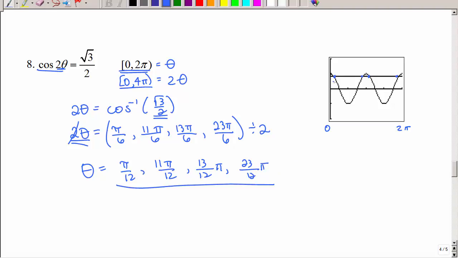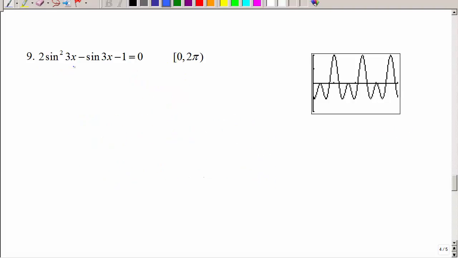All 4 of these answers, 1, 2, 3, 4, fall between 0 and 2 pi. 23 over 12 is less than 2, so I'm within my interval. So when you have multiple angles, you usually have a lot of answers. This time we have all the same trig value, we have the same angle, so this is for x.